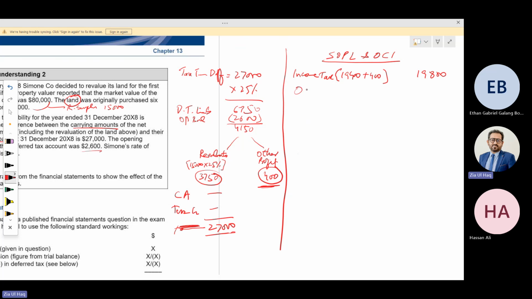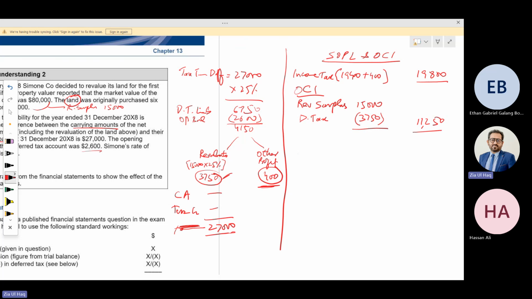And for other comprehensive income, what do we need to record? Revaluation surplus of how much? 15,000 was there. Out of this, we will adjust this deferred tax amount of 3750, that we will deduct. And what will remain? 11,250. Yes. So we have prepared the statement of profit and loss and other comprehensive income extract.